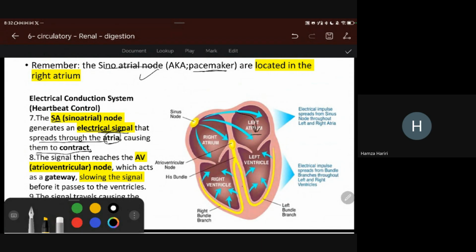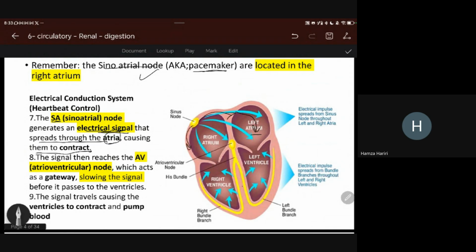When the sinoatrial node produces this signal, where is it going to travel? First, it's going to travel to the atriums, because this is the closest part to it. As we said, it's located in the atrium, so the closest part to it is the atrium. So it will send this signal to the atriums.